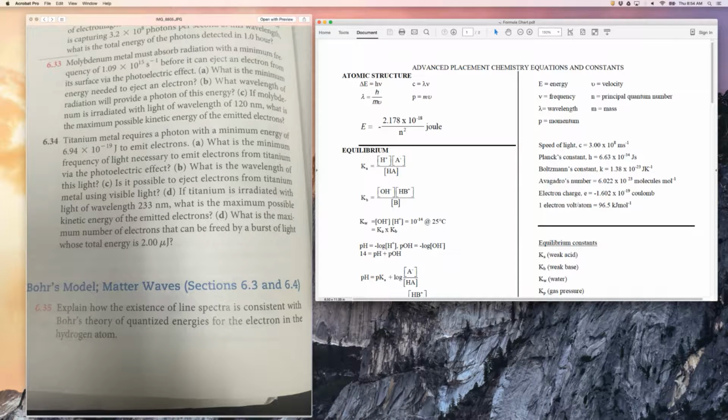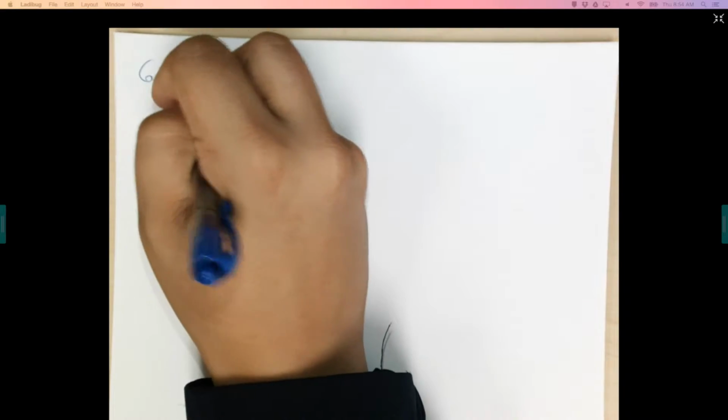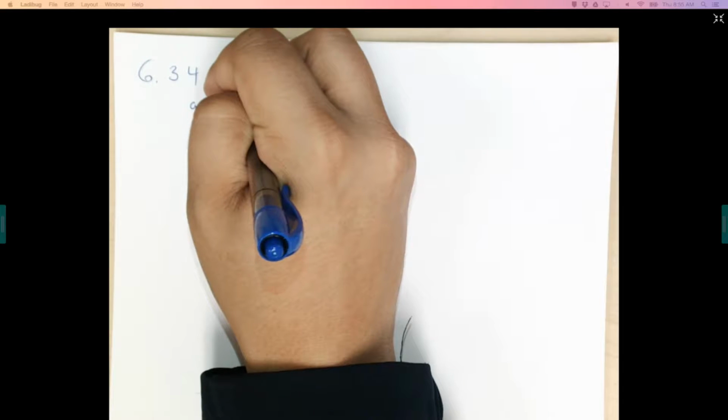What is the minimum frequency of light necessary to emit electrons via the photoelectric effect? So the photoelectric effect, we remember, means that we have to have enough energy to kick off and emit an electron from the titanium metal. So we need to do some calculations to figure out A. So A wants us to determine frequency of light. So over here, A, we are looking for nu.